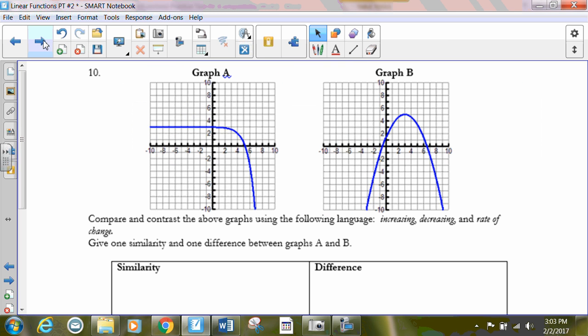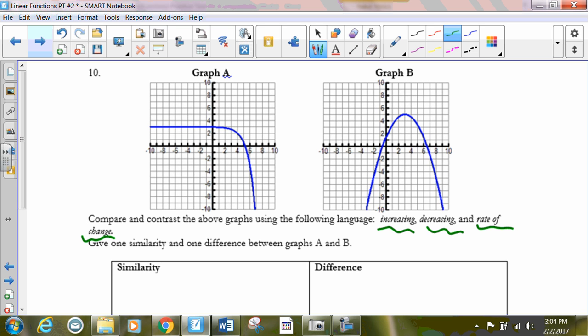On the next part of the test, it's going to ask us to compare graph A with graph B. And the similarity, we're going to try to use these words: increasing, decreasing, and rate of change. So when I look at the similarity, I do actually see one. I'm not a fan of these types of questions. I love comparing and contrasting, but not the ones that are on this test. But I do notice for this question, look, we're decreasing. Well, really, this whole graph is decreasing. It may look like that's linear right there. It's not. It's hard to see with this graph, but it's slowly decreasing and then quickly decreasing.